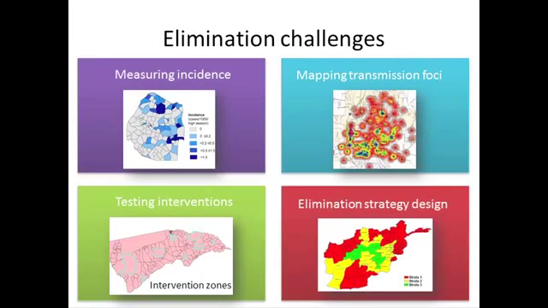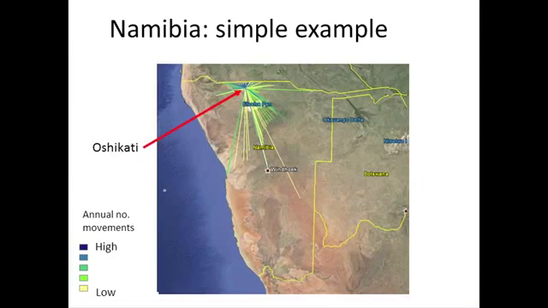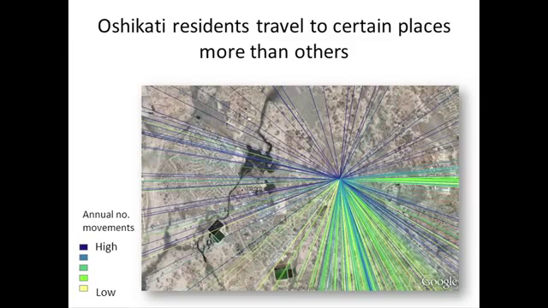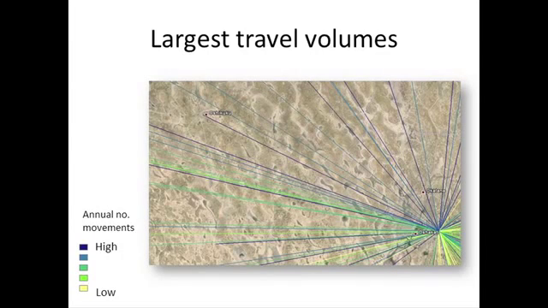So the third part here, testing interventions, and this is just a simple example here from Namibia. This is mapping out all of those movements. This is just one year's worth of data, translates to 19 billion mobile phone calls and texts. If we take just one region here in the north, Oshikati, and look at the general population movements, we see that the residents actually travel to certain places far more than others. And some of the largest travel volumes are obviously to some of the neighbouring settlements.